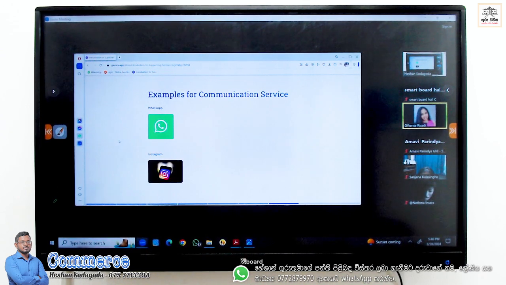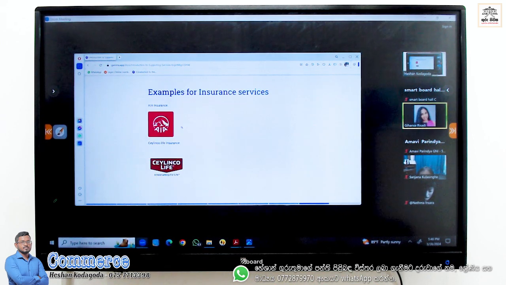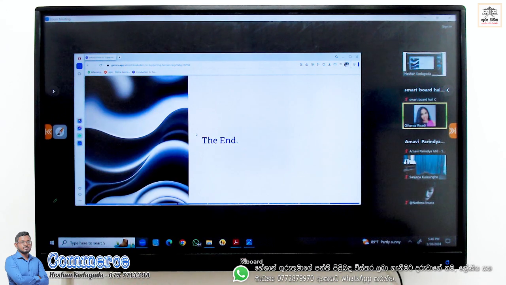Examples for communication service: WhatsApp, Instagram, and there are many more. Facebook, Twitter, like those. Examples for insurance services: AIA insurance, Sri Lanka life insurance, and there are many more insurance services in the country. So this is the end of the presentation, and thank you.